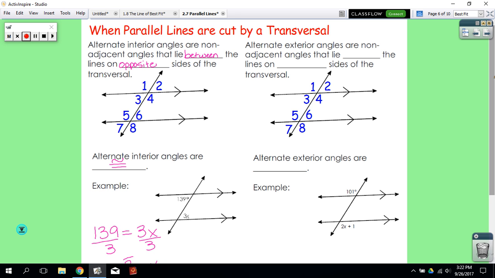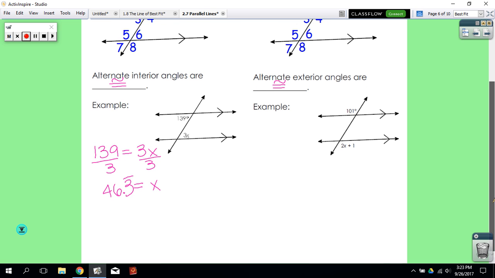All right, alternate exterior angles, again, non-adjacent angles that lie outside the lines on opposite sides of the transversal. So alternate exterior angles here would be 1 and 8 and 2 and 7. And again, we talked about the relationship, alternate exterior angles are always congruent. So again, we have alternate exterior angles here.